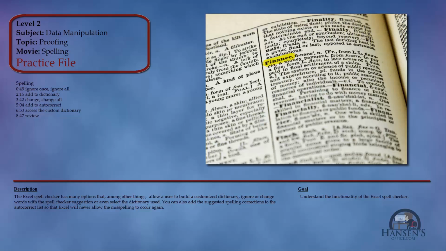We can add that misspelling to our custom dictionary so that Excel won't call it out as a misspelled word in the future. We can change the misspelled word, or we can change all of the misspelled words that are similar to the one that's being called out. We can undo the last change that we made. We can add the misspelling to autocorrect so that Excel will actually autocorrect our misspelling in the future. We can access our custom dictionary, and then there's a few other options with the spell checker that we're going to look at.